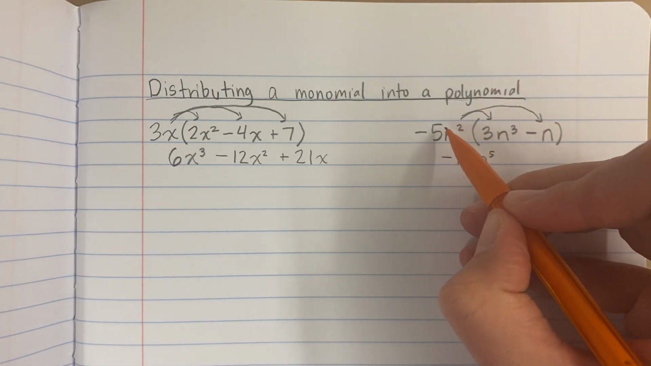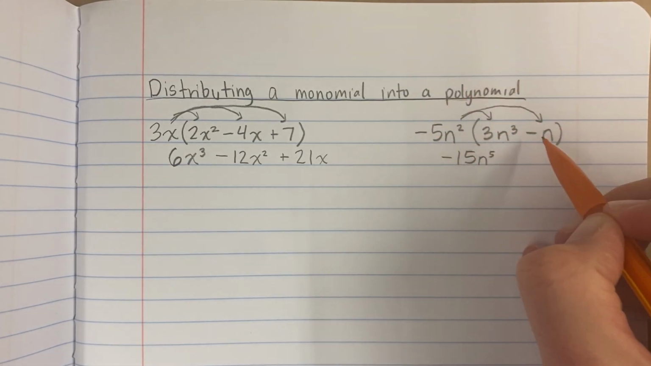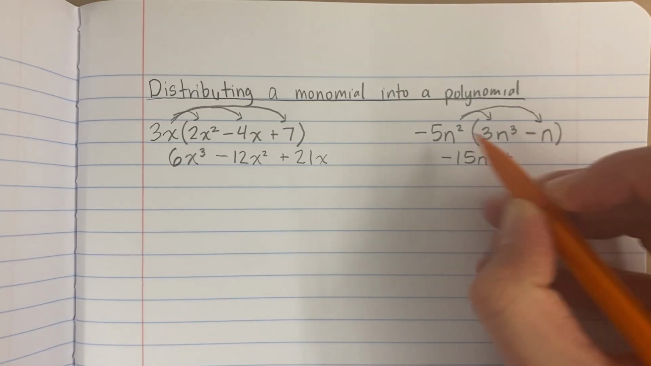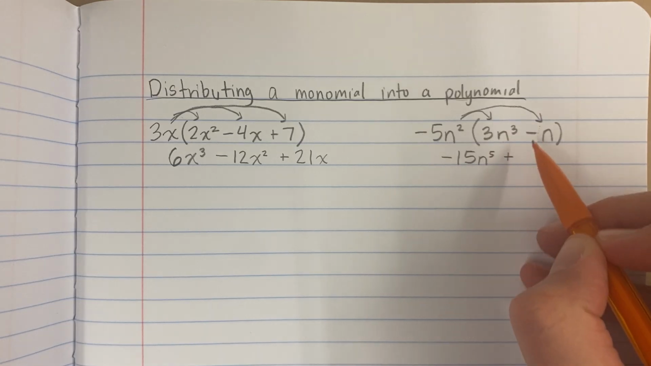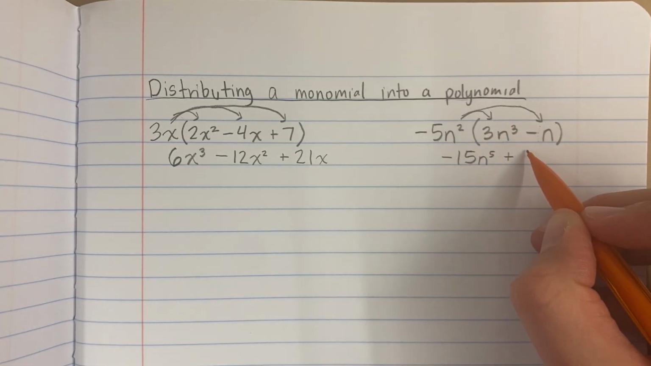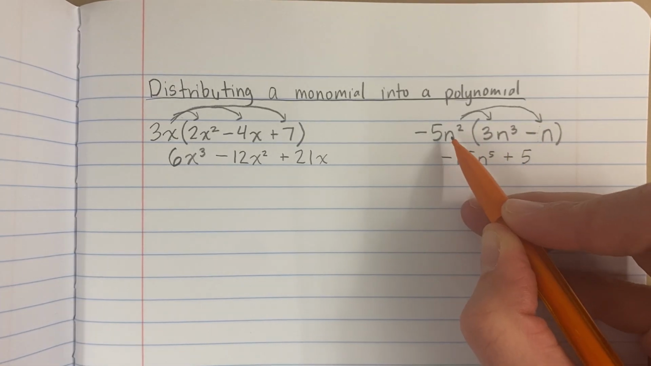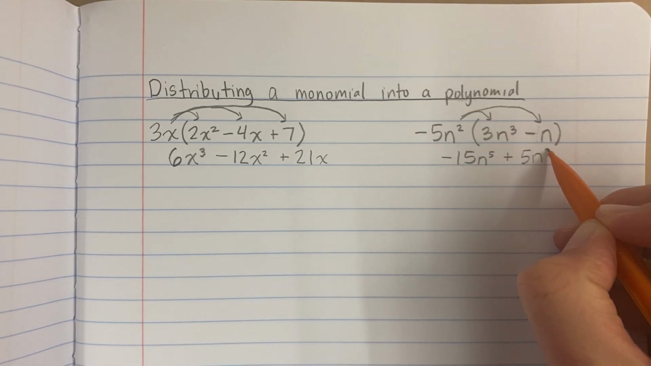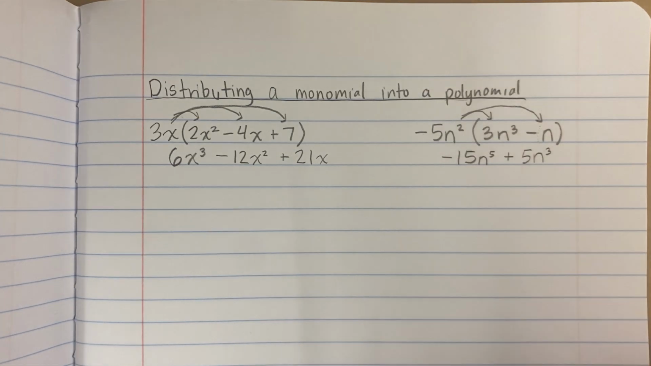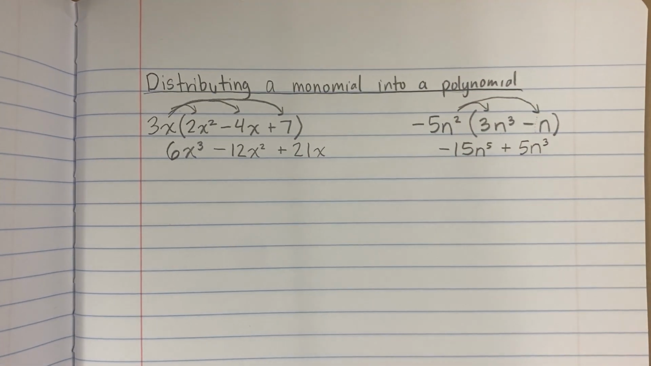Okay, now this, look, negative times negative is positive. This is like a negative 1n, right? So this is negative times negative is positive. 5 times 1 is 5. And n times n times n. That's 3 n's. Okay. I'm going to do a longer one.